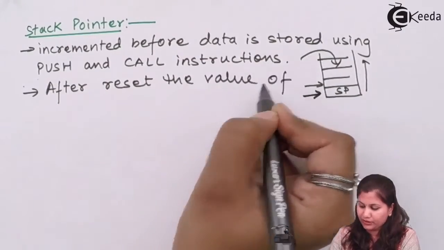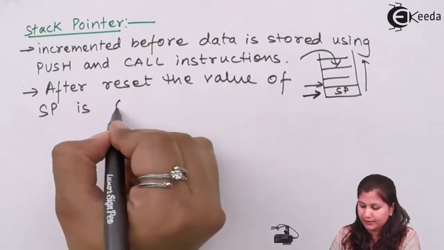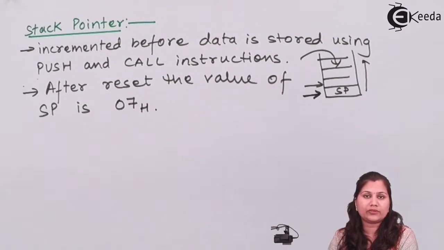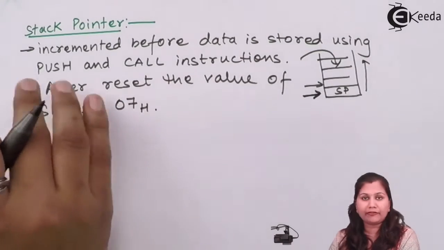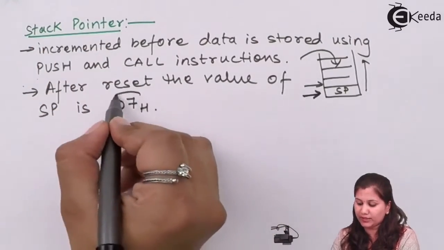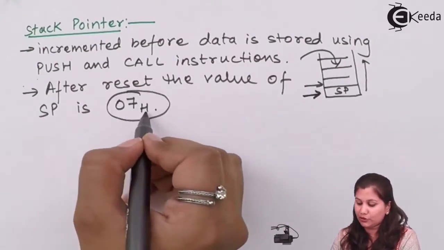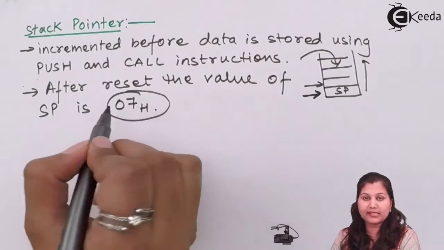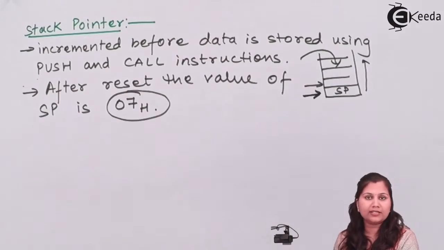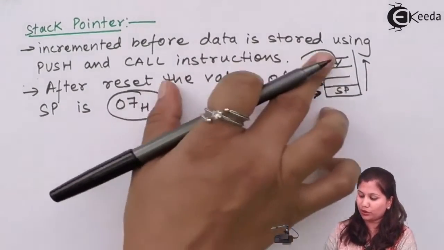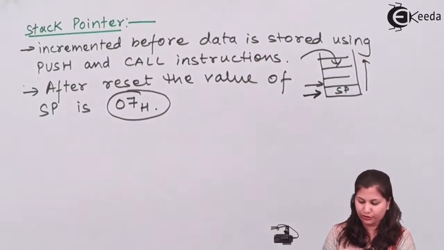and after reset the value of the stack pointer is 07H. When the microcontroller is reset using the reset instruction or reset pin, then after reset of the microcontroller, this stack pointer will be initialized with this value 07H. H means that this address is in hexadecimal notation, so the address is only 07. Okay, so it is initialized with this address 07. So the stack is going to store all the data from this memory location.